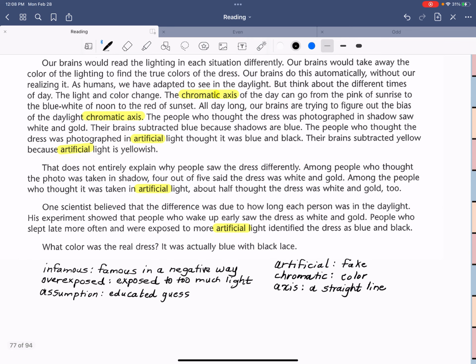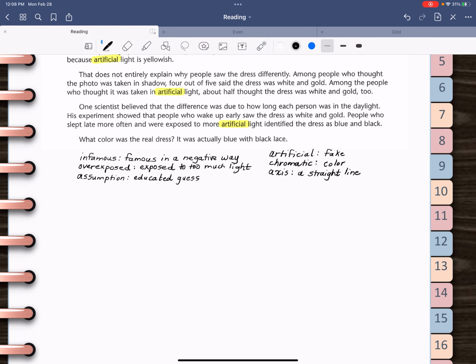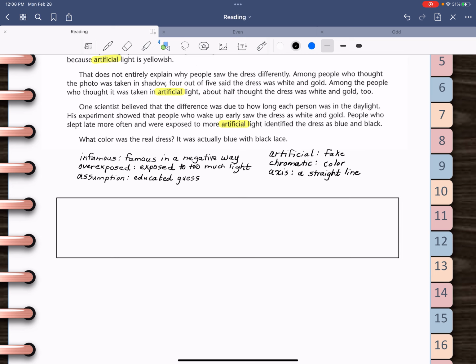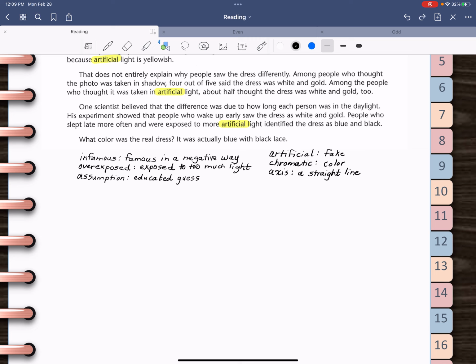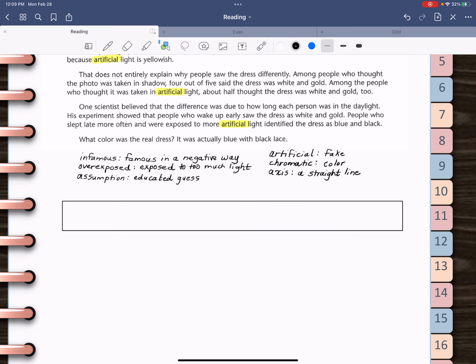Okay, let's outline our passage. I think I'm just going to use that same format as I did before. You can make this as detailed as you want to. That is way too big. Try again. So I'm going to make this space for my topic and then one for my main idea. And then let's look at some details.